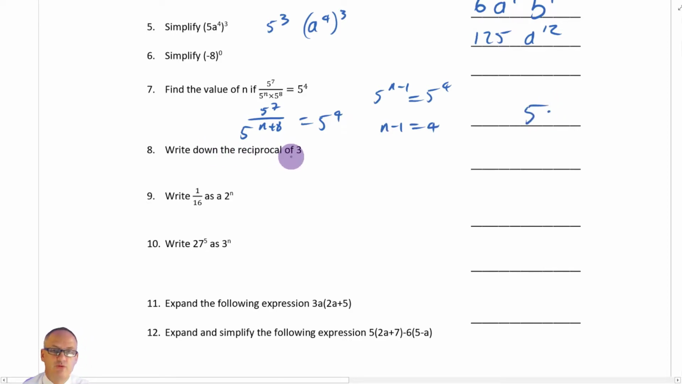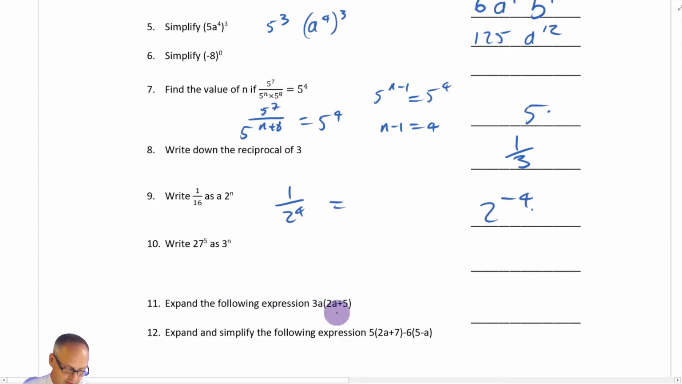Write down the reciprocal of 3. Reciprocal means put 1 over the number. We'll say 1 divided by the number is more accurate. So it's 1/3. Write 1/16 as a power of 2. Well, we know that 16 is 2, 4, 8, 16, which is 2 to the power of 4. 1 over means we have a minus power. That's the same as 2 to the minus 4. So if you've got 1 over a power, make the power negative, and you can remove the 1 over.